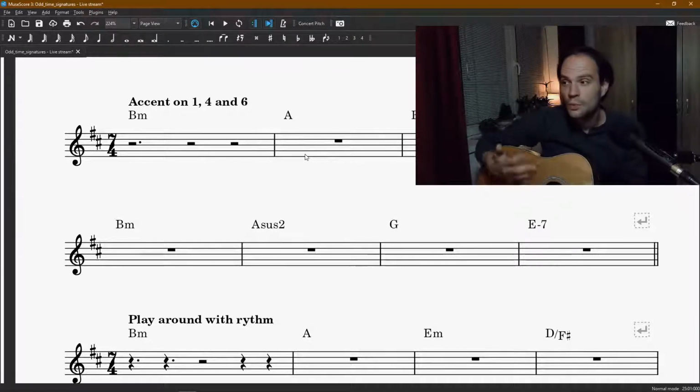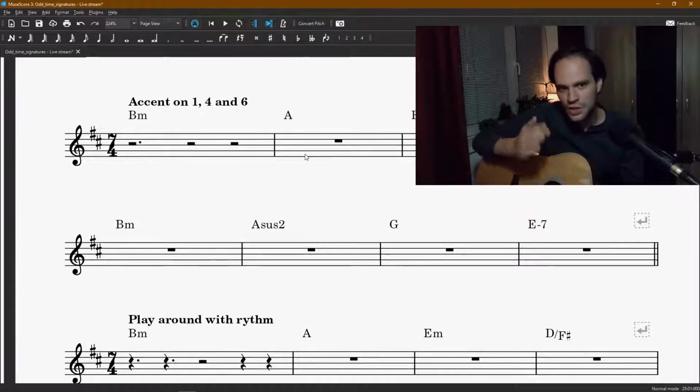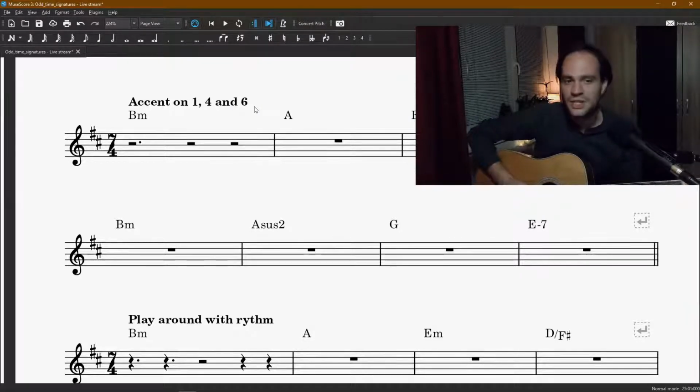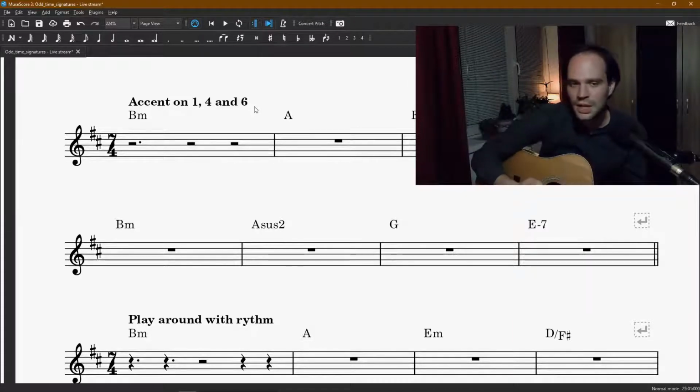So now if I would count it from 1 to 7, I just need to focus a little bit and put the stress on the right beats. The accent is on beat 1, 4, and 6. So we have 1 2 3 4 5 6 7 1 2 3 4 5 6 7 1 2 3 4 5 6 7 1 2 3 4 5 6 7. See, it's a little bit more difficult to count like this from 1 to 7.